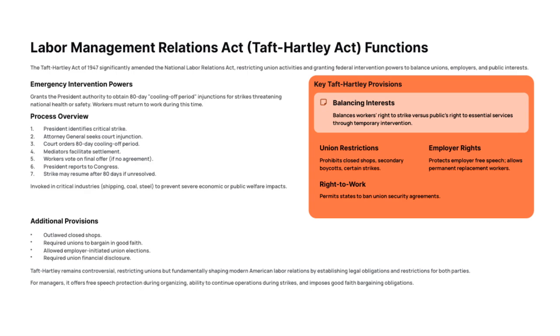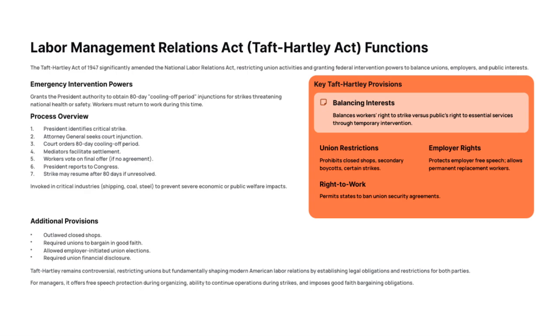While Taft-Hartley remains controversial, mainly because it restricts union activities, it has fundamentally shaped how labor relations work in the United States today. It established legal obligations for both sides and set restrictions to maintain order and fairness. One of its notable provisions outlawed closed shops, meaning you couldn't require someone to be part of a union before they could get a job. It also mandated that unions bargain in good faith, which promotes honest negotiations.